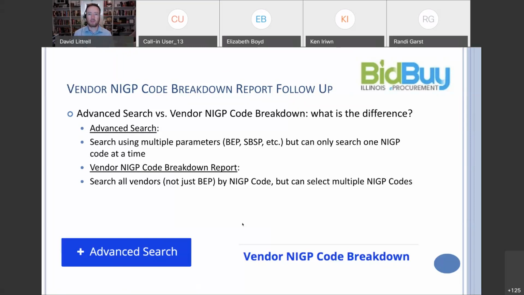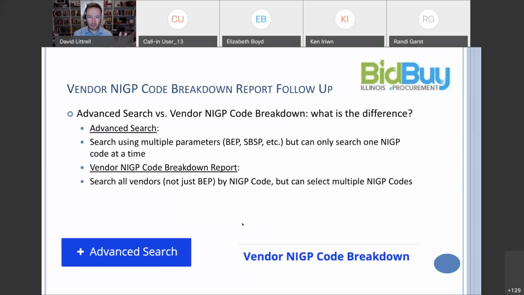But we want to talk about the difference because I got to thinking, okay, when would somebody use this NIGP code breakdown report versus just using the advanced search that's already built into the system? From a high level view, we'll go over this slide, then I'll jump out and walk through it. So advanced search versus the vendor NIGP code breakdown. What's the difference? The advanced search, you can search multiple parameters. When I go to advanced search, you can search by a bunch of different parameters.